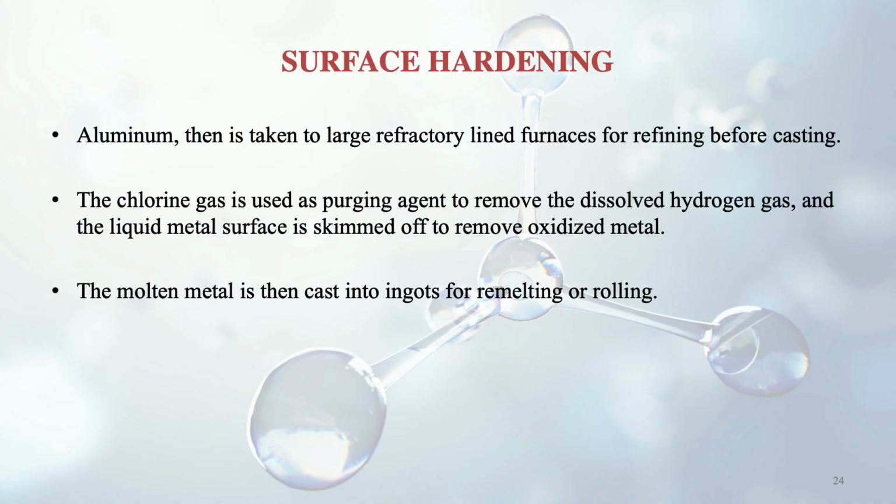The molten metal is then cast into ingots. Ingots we have studied in the case of steel also. These are solid pieces, and the ingot is used for remelting or rolling. There are different kinds of aluminiums then, and now we discuss the wrought aluminium alloys. There are alloys of aluminium also. The first one is the wrought aluminium alloy.